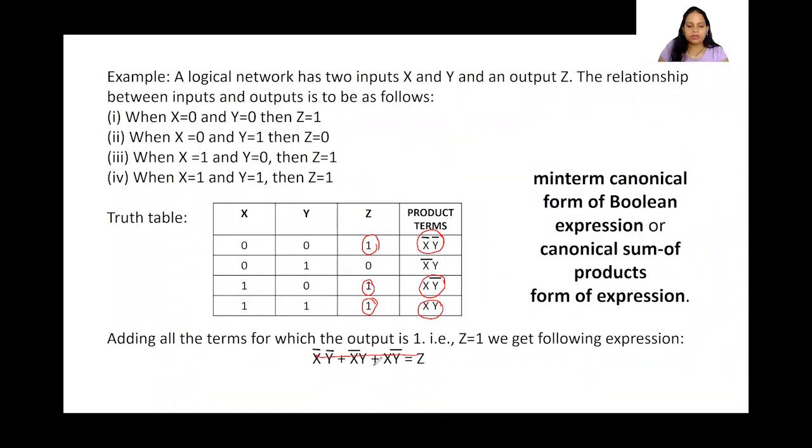This expression is wrong, students. So x bar y bar plus x y bar plus x y, this is equal to z. Now this is the minterm canonical form of a Boolean expression, or the canonical sum of product form for the given question. So this is how we are going to find it using the truth table method.